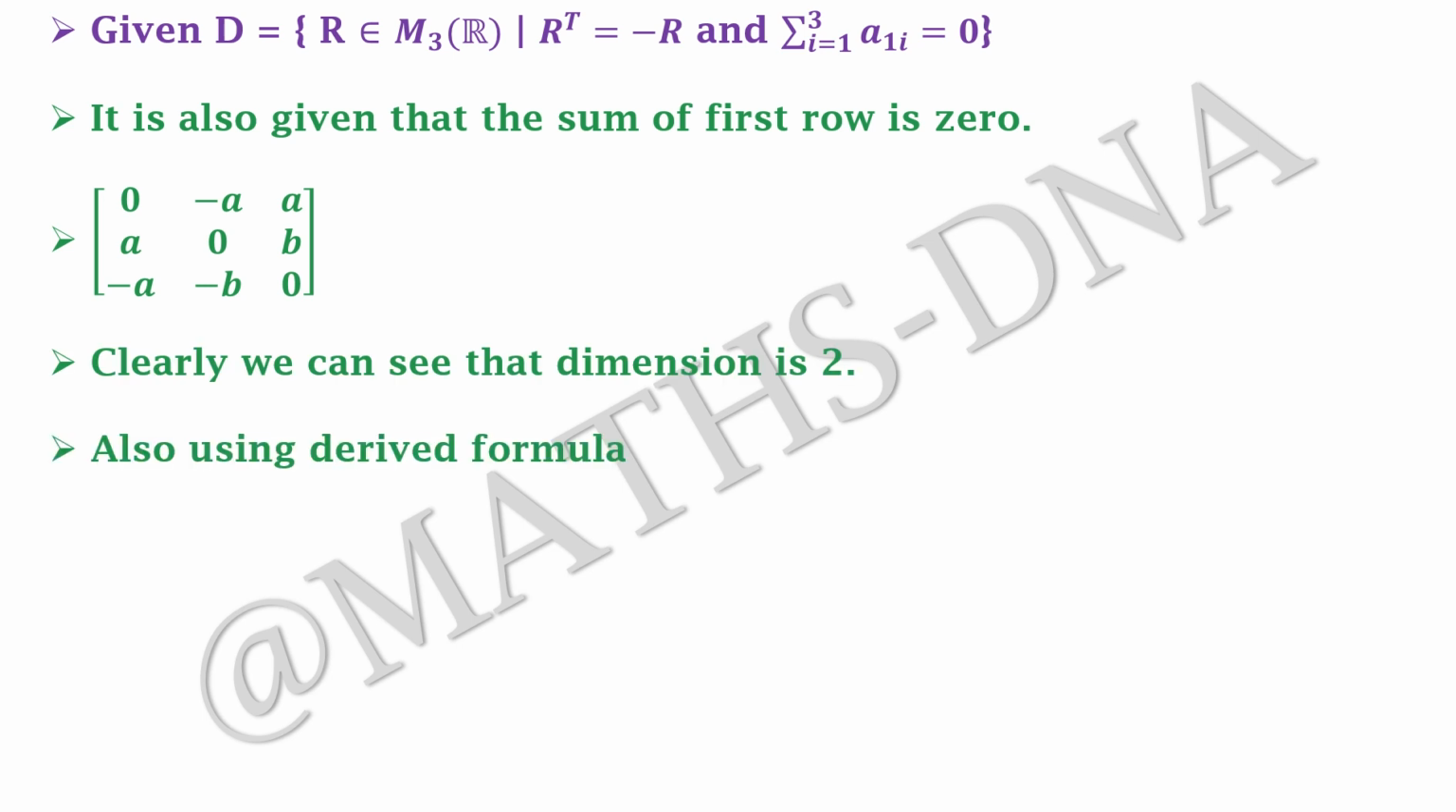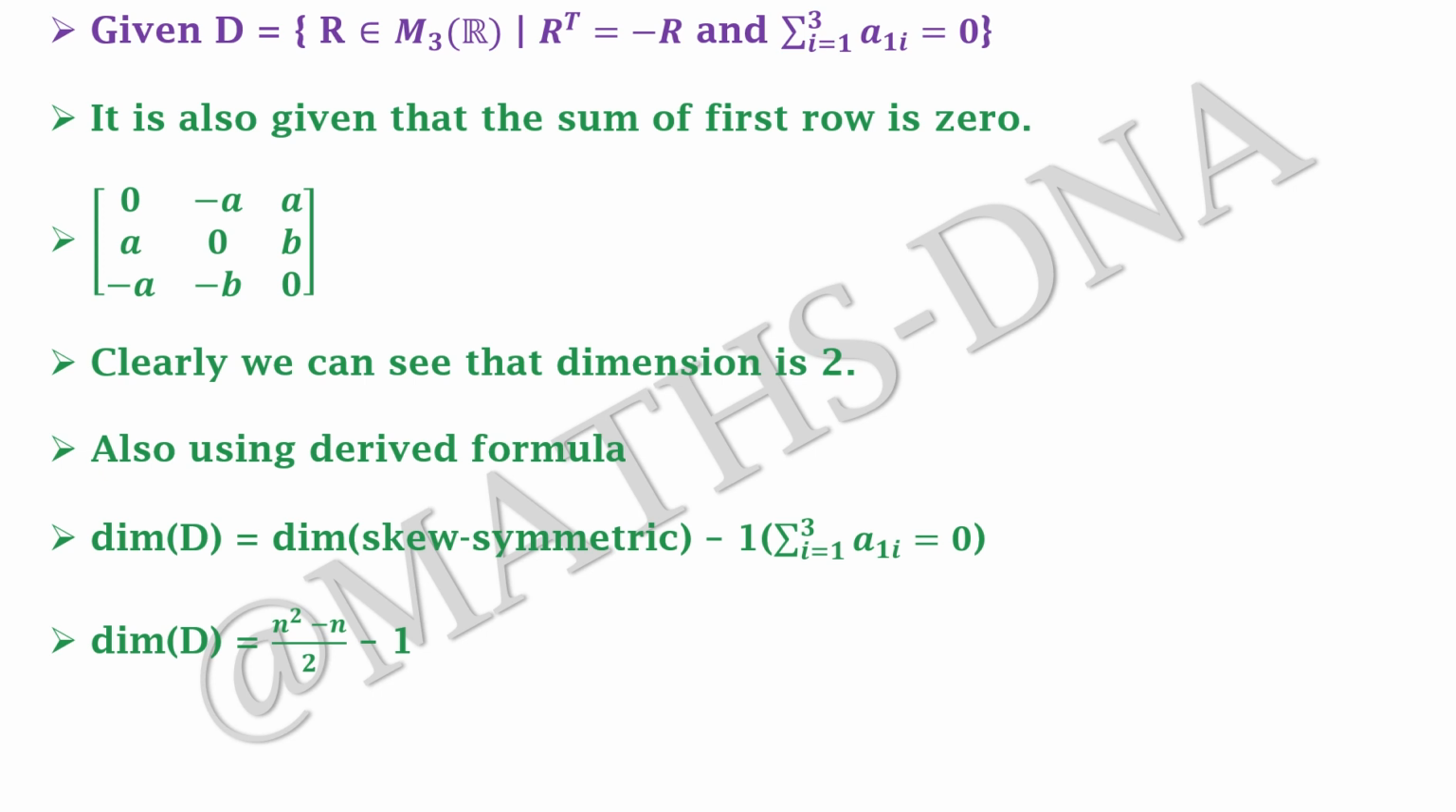But using the formula we can also derive it as 2, that is, the dimension of D is equal to the dimension of skew-symmetric matrices minus 1. This 1 is nothing but the condition that the summation of the first row is 0. That is (n square minus n) by 2 minus 1, and here n is 3, so we get (3 square minus 3) by 2 minus 1, that is equal to 2. Hence the correct answer is option B.